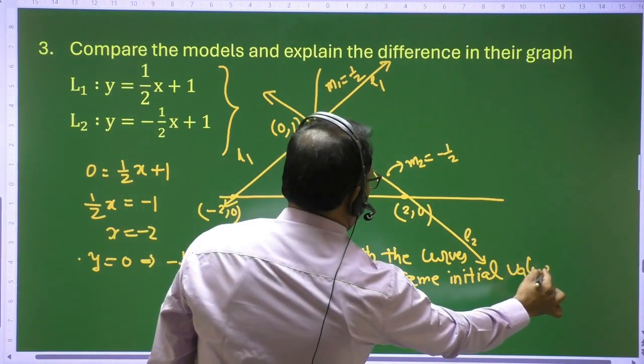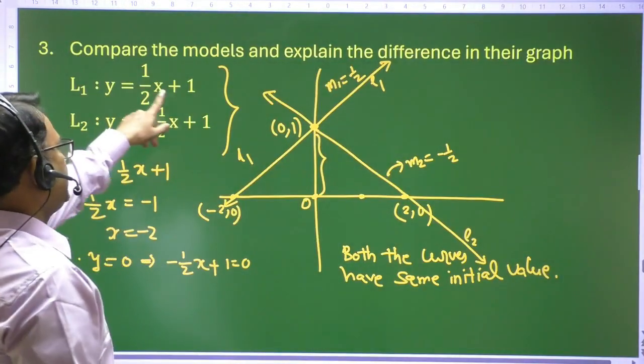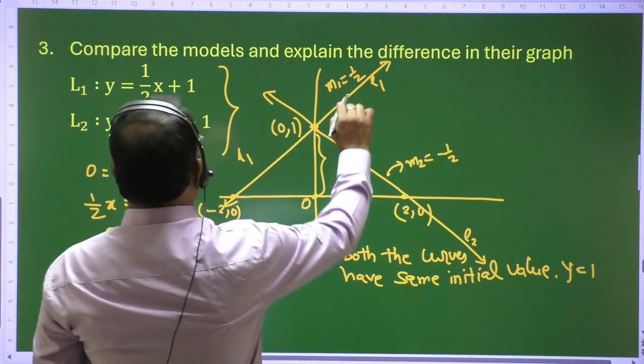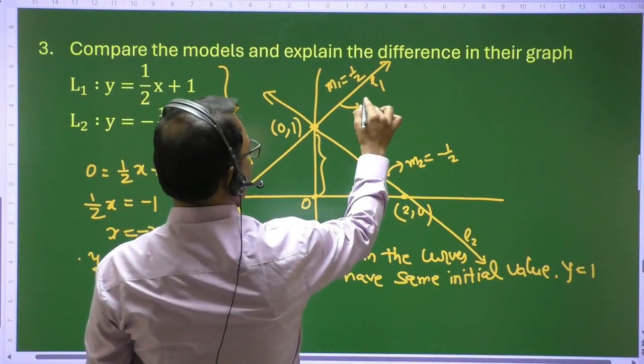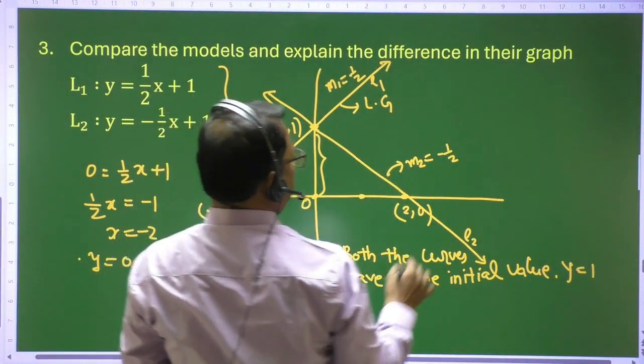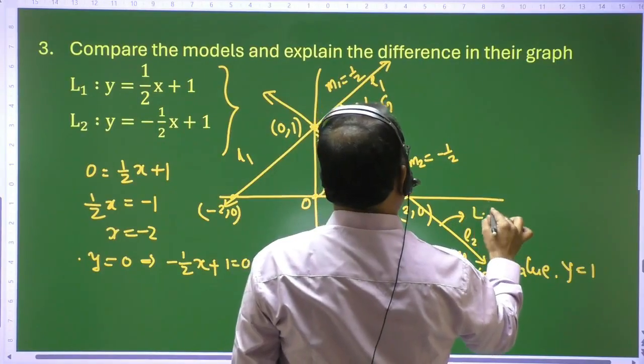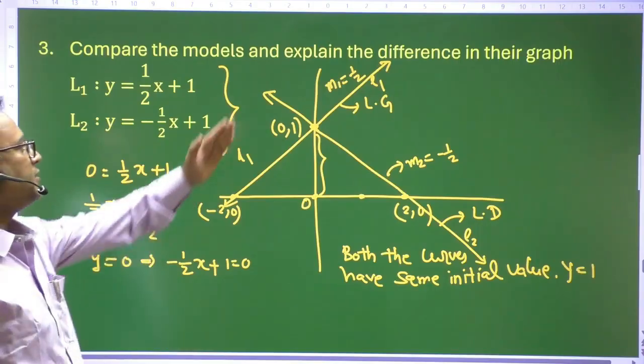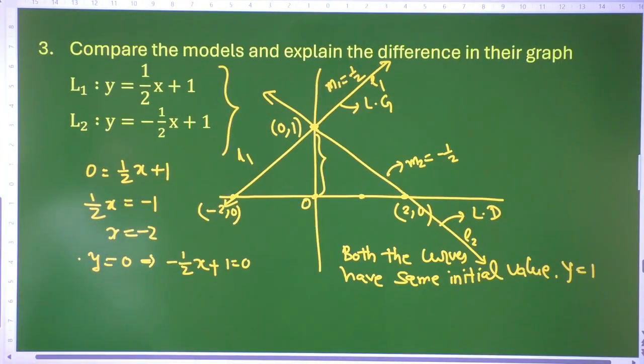Both the curve has same initial value, that is 1. y is equal to 1. The L1 indicates the linear growth, other one indicates the linear decay because it is pointing downwards and it is pointing upward, and explain the difference in their graph. So these are the difference in their graph.